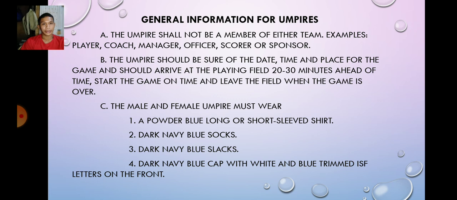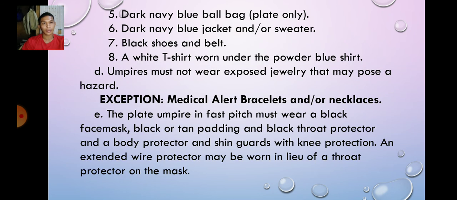So next. Another dark navy blue ball bag, plate only. Dark navy blue jacket and/or sweatshirt. Black shoes and belt. A white t-shirt worn under the powder blue shirt. Umpires must not wear sports jewelry that may pose a hazard, with the exception of a medical alert bracelet or necklace.